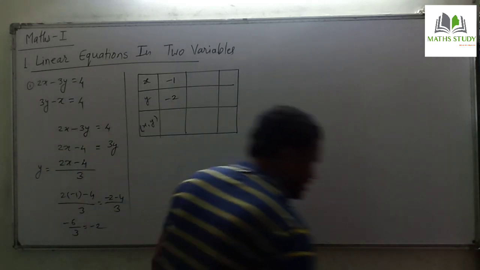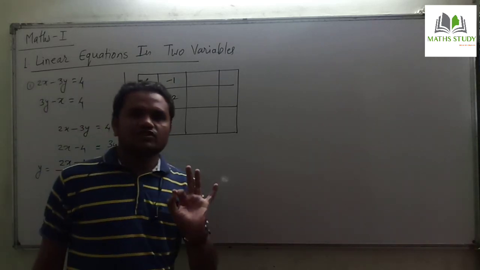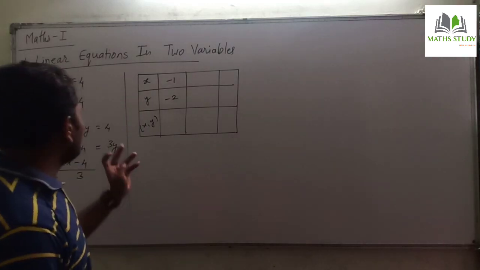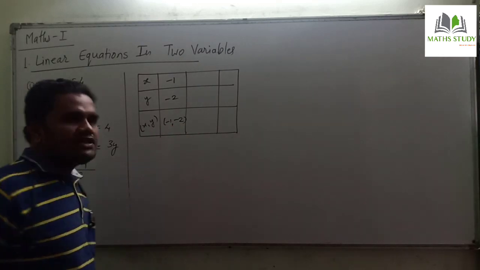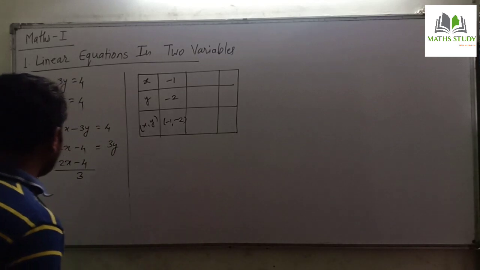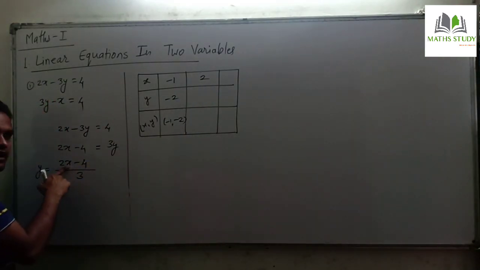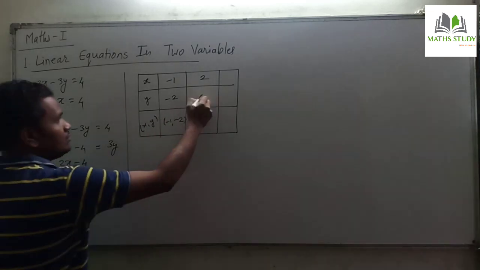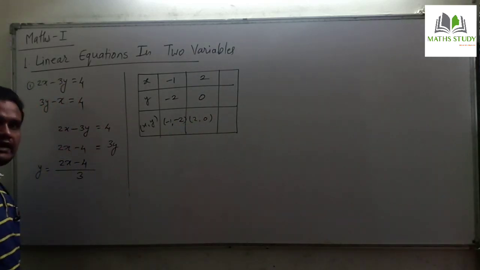So in this way you have to check the numbers. Now see, you tried for 0, you got nothing. You tried for 1, no, but for minus 1 you got the point, minus 1, minus 2. Now simply proceed in this way. Try to put 2. If you put x is equal to 2, what will happen? 2 2's are 4. 4 minus 4, 0. And 0 by 3, 0. Both are whole numbers. Easy to plot. 2 comma 0.